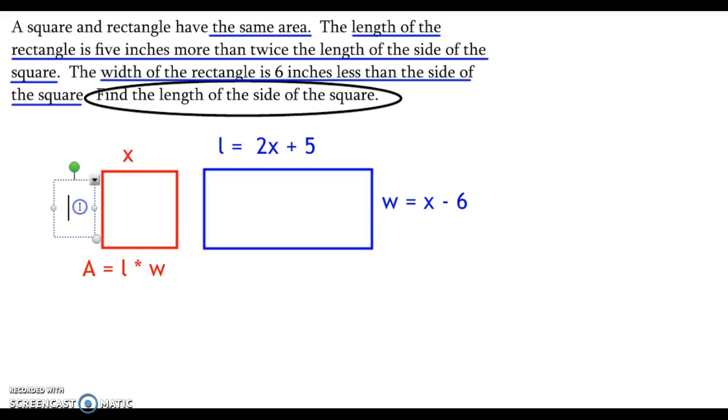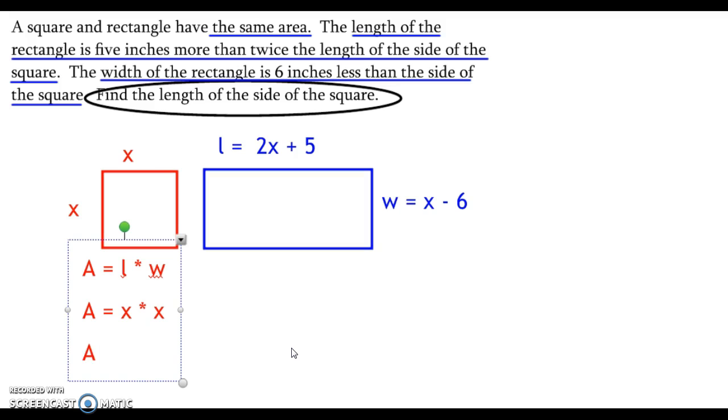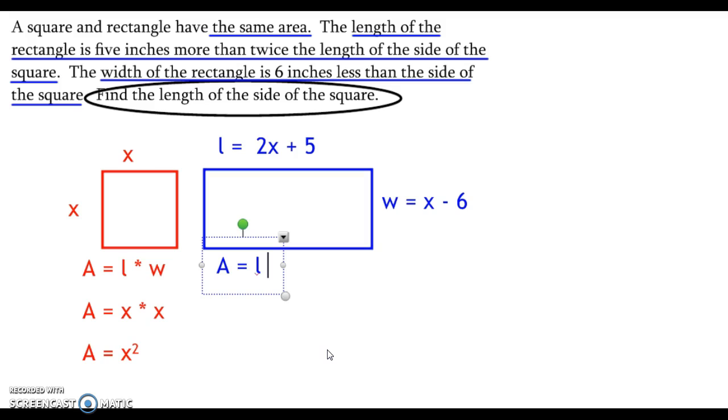We know that this value has to be x as well, because it's a square. Area is equal to x times x, and of course that's the area is equal to x squared. So there's a little button here for squared. That's very annoying. And for a rectangle, it is also length times width. So the area is equal to length times width here.